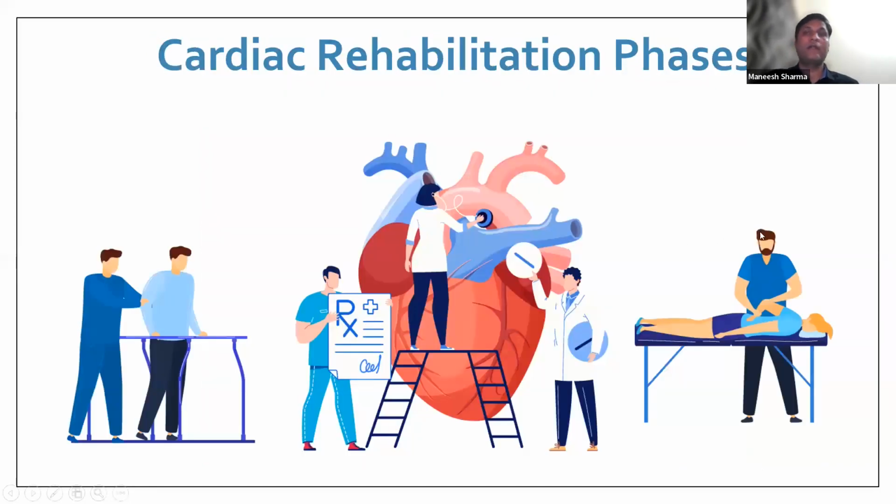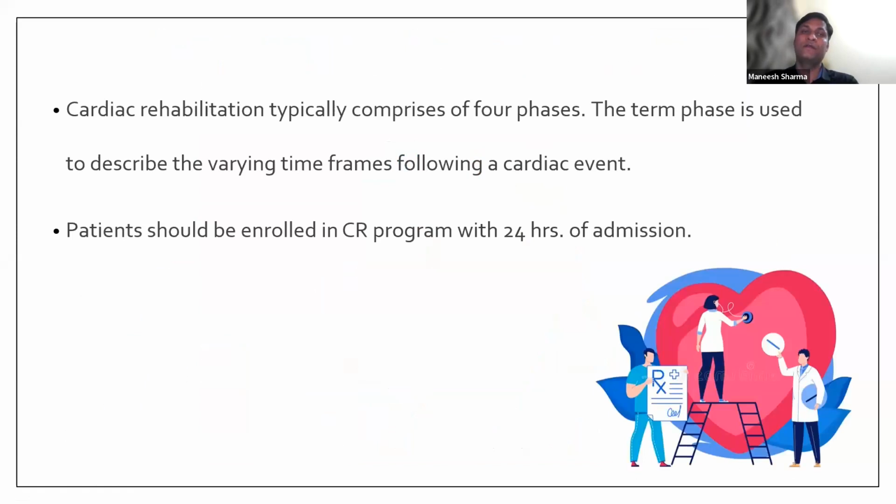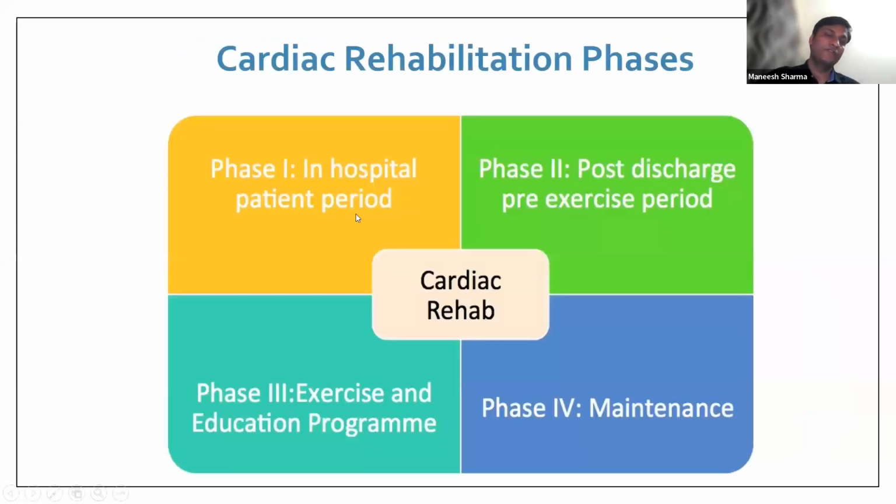Now coming to the phases of cardiac rehabilitation. As I said, there are 4 phases of cardiac rehabilitation. The first phase is the in-hospital patient period. Once a person experiences any cardiac event or undergoes any cardiac surgery, the patient is admitted to the hospital for at least 8 to 10 days. So this particular phase 1 remains for 8 to 10 days. Then phase 2 is the post-discharge or pre-exercise period, where the patient gets discharged from the hospital, and certain forms of exercises and certain instructions are given to the patient to follow during this phase, and this phase normally remains for 2 to 6 weeks.